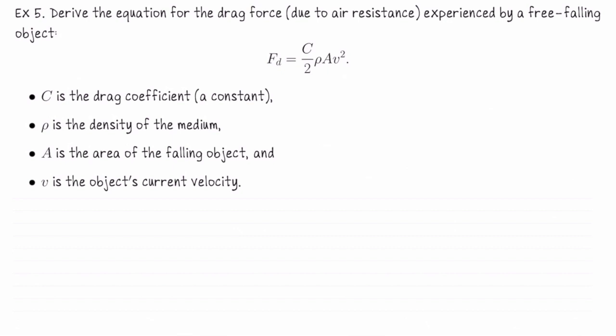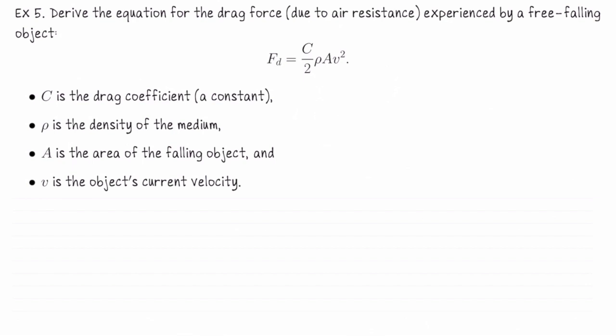Okay, now we're going to derive an equation, which I've already given us here. So the goal is to get back this equation. Well, let's derive the equation for the drag force due to air resistance experienced by a free-falling object like a skydiver who hasn't yet opened their parachute. This is what we're essentially going to end up with, something that looks a lot like this. Let's do this process now to get there.